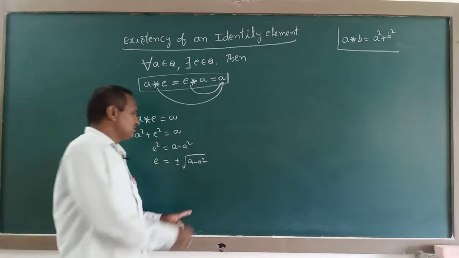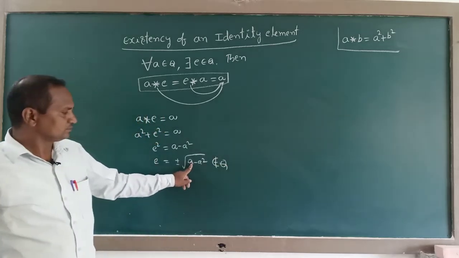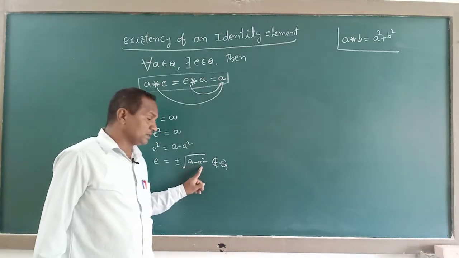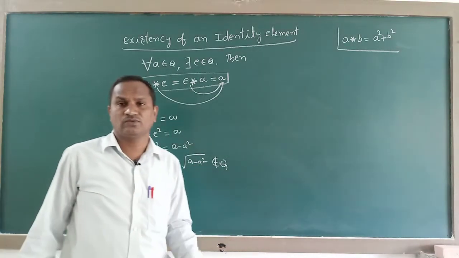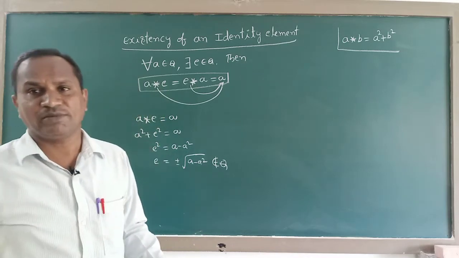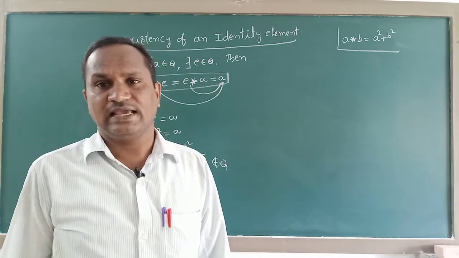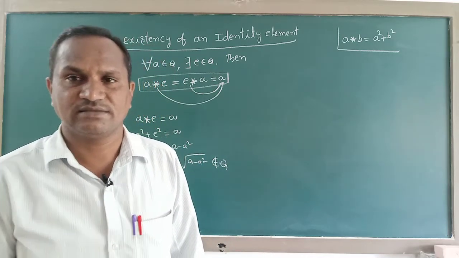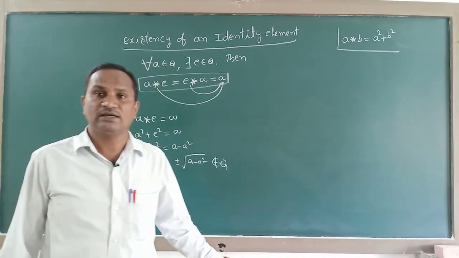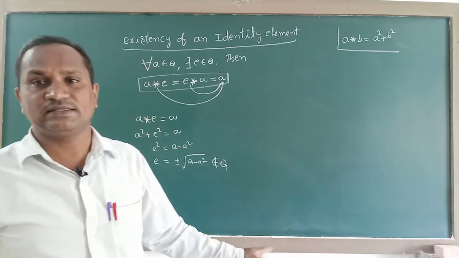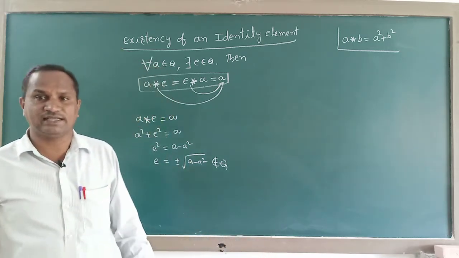Sometimes it does not belong to Q also, because here you can take 2, 2 square. If you take A equal to 2, we get 2 minus 4, which is minus 2. Square root of minus 2 does not belong to Q. Does not belong to Q means an identity element does not exist, because we get complex numbers. The number should be other than the given set. That is how easily we can say an identity element does not exist.